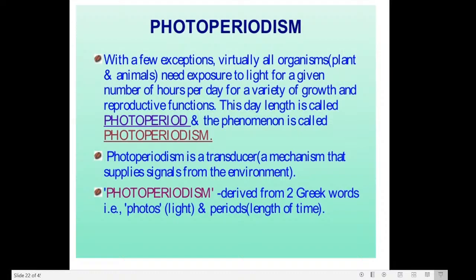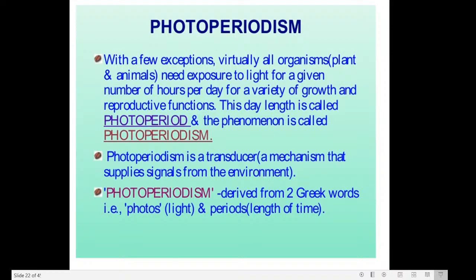Then photoperiodism. In photoperiodism, they mention that, with a few exceptions, the plant's movement, growth and reproduction all depend only on the photoperiod. Some plants flower in the morning, some plants flower in the evening, and some plants flower in a particular month. These are all about photoperiodism.